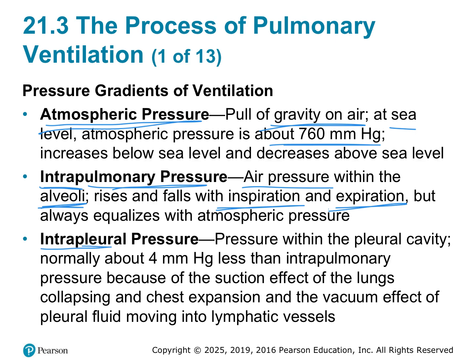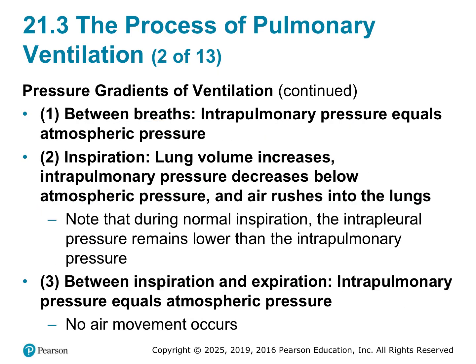Then there is an intrapleural pressure, and this pressure is in the pleural cavity. So in the space between the parietal and the visceral pleura, in that space there is a pressure. Usually it's about 4 millimeters of mercury less than the intrapulmonary pressure, so it's a little bit less than what's going on inside of the lungs. When the lungs are not actively expanding, inhaling, or recoiling, exhalation, then the intrapulmonary pressure, the pressure in the alveoli, and the pressure in the atmosphere are going to be equal.